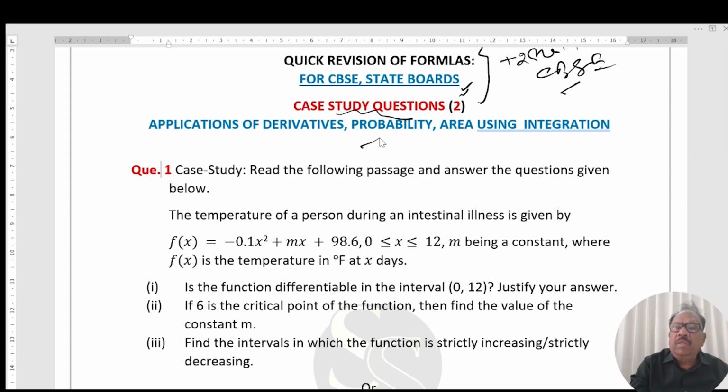Question 1. Read the following passage and answer the questions below. Temperature of a person during an illness is given by this expression f(x), and this is the interval, the closed interval 0 to 12, where f(x) is the temperature in Fahrenheit at x days. Is the function differentiable in the interval? Justify your answer. If 6 is the critical point, then find the value of the constant m, and find the interval in which the function is strictly increasing and decreasing.